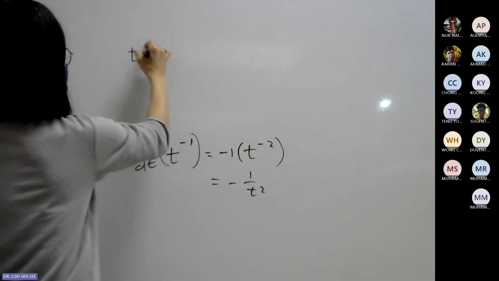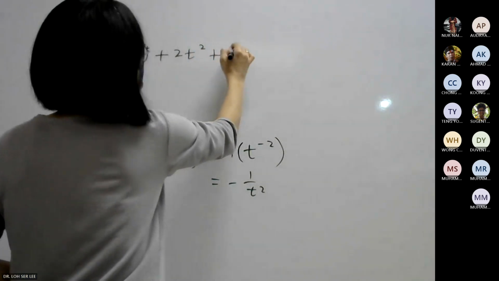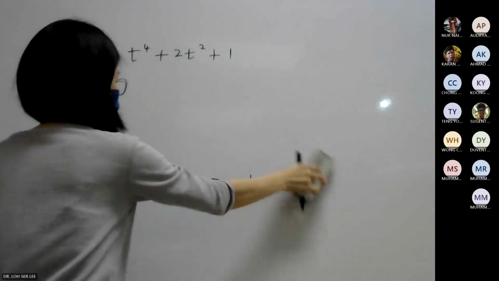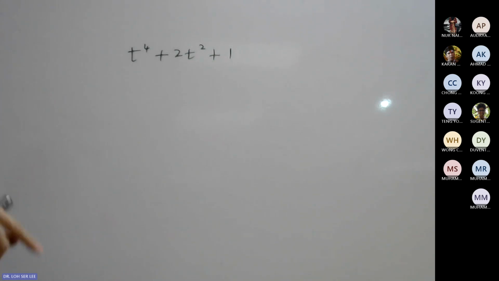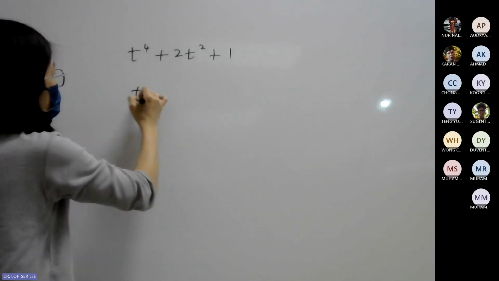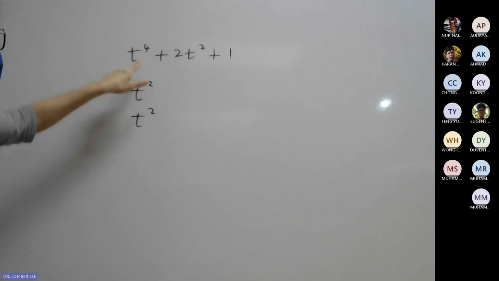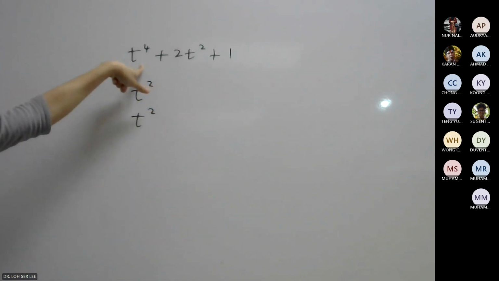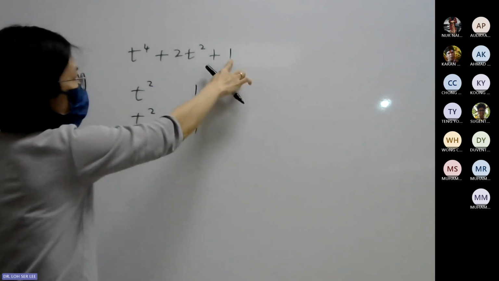You have t to the power 4 plus 2t squared plus 1. I'm sure all of you have learned how to manually factorize the function. So this one, we can break it into t squared times t squared, you get t to the power 4, and then 1 times 1, we get a positive 1.